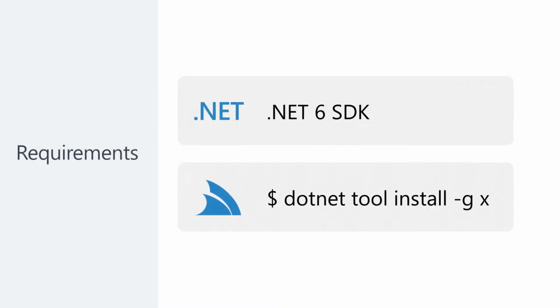Before we get started, you'll want two things installed: the .NET 6 SDK and the ServiceStack dotnet x tool. If you don't have the dotnet x tool installed, you can install it using the command dotnet tool install -g x.